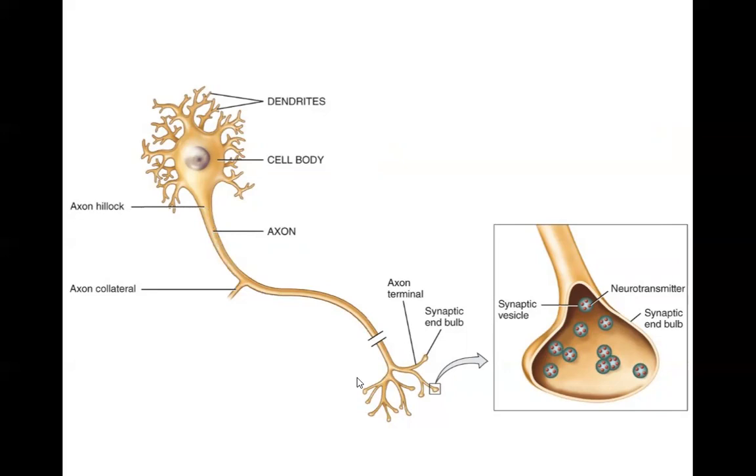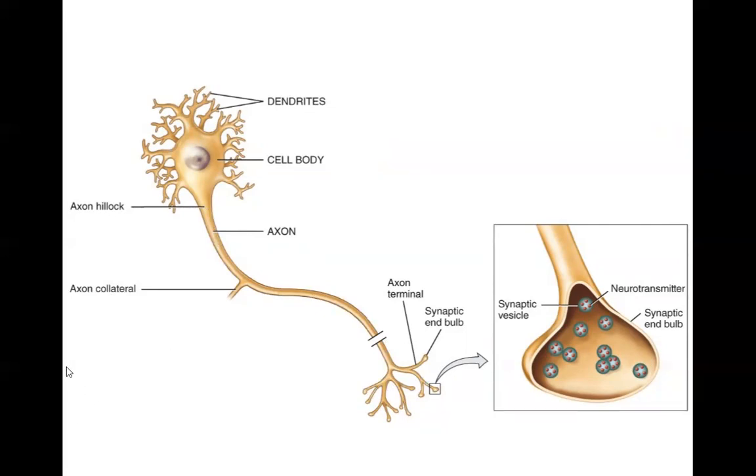Now I said that axons are typically relatively unbranched. Sometimes axons have a branch called an axon collateral. This picture just cuts it off, but all of this would also be going in this direction.